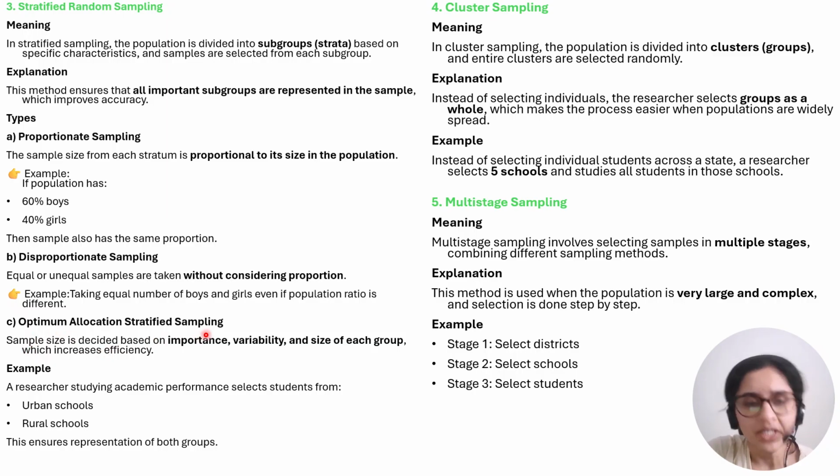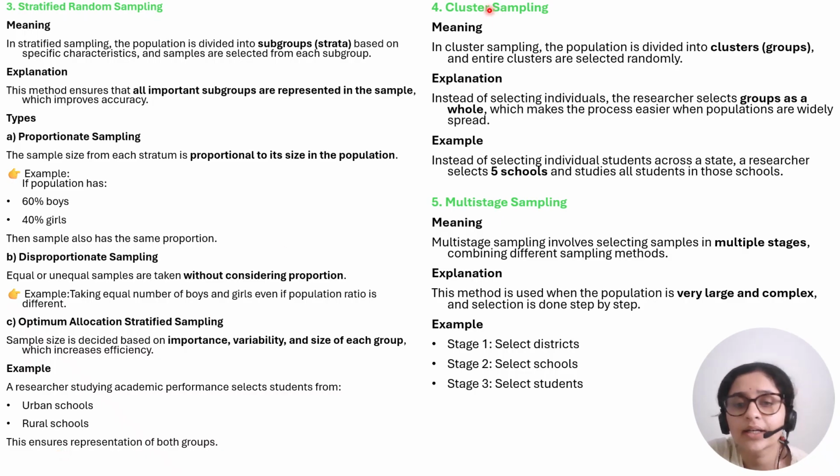Optimum allocation stratified sampling: the sample size is decided based on the importance, variability, and size of each group, which increases the efficiency. All these characteristics are taken into consideration. Example: a researcher studying academic performance will select students from urban schools and rural schools. This ensures representation of both the groups. He takes both the schools and performs studies.